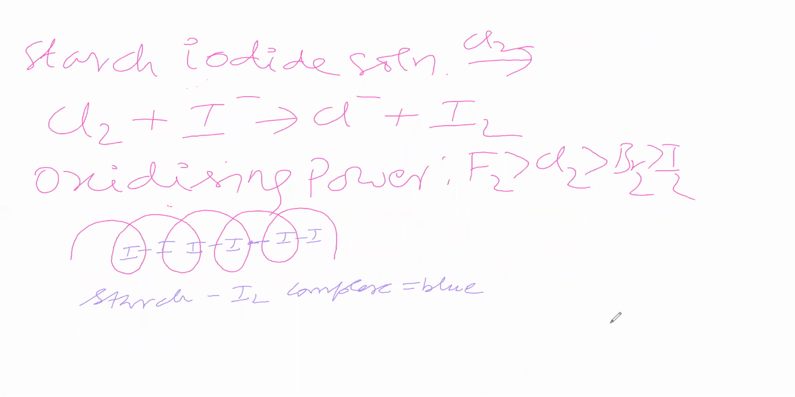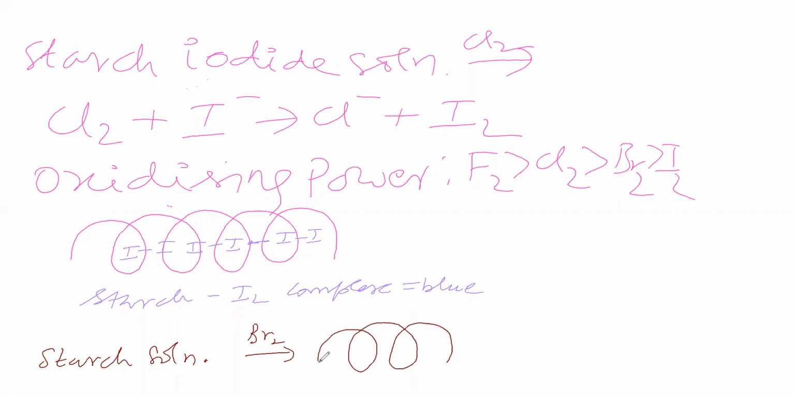Next, we will take starch iodide solution. Now to the starch iodide solution we can pass bromine vapors. Otherwise we can take starch solution, we are taking not starch iodide. To this we are passing bromine vapors, the bromine vapors with the starch.